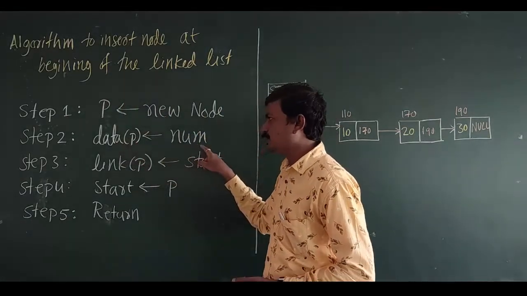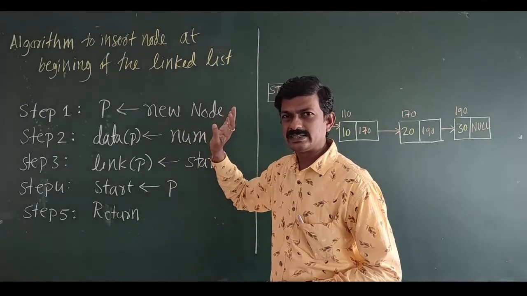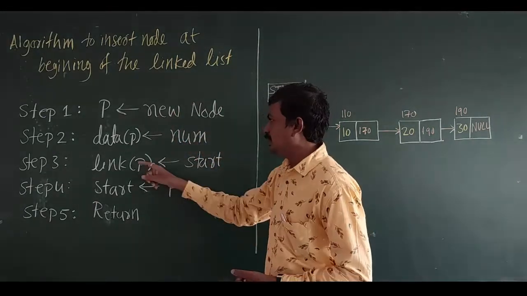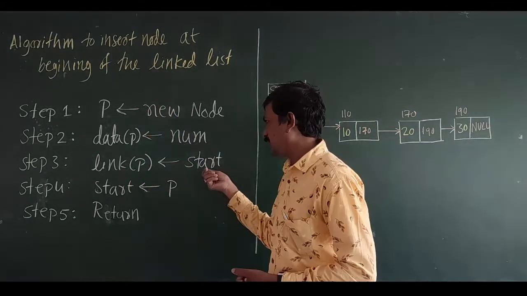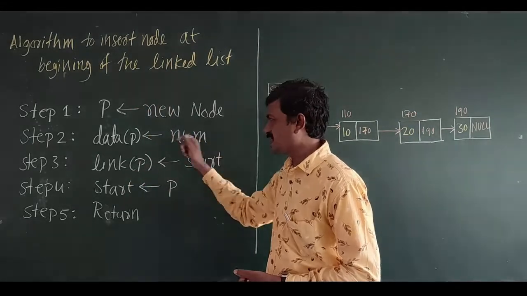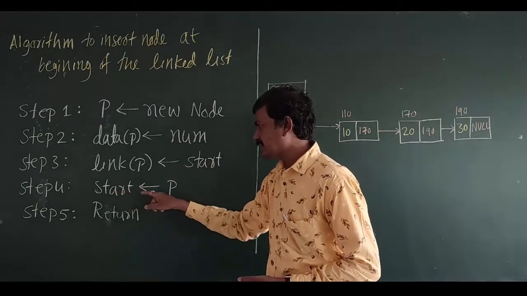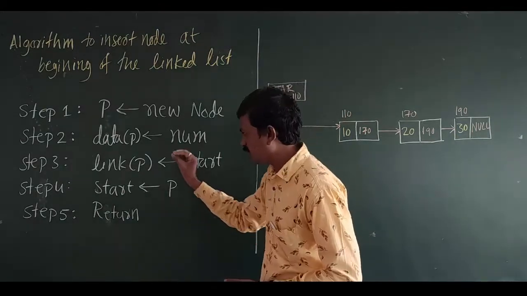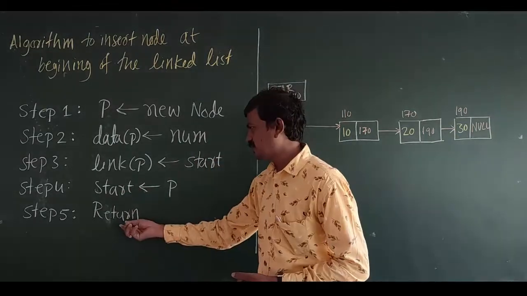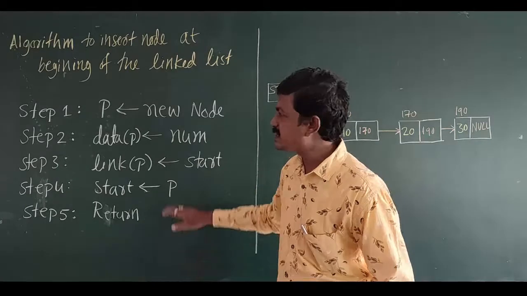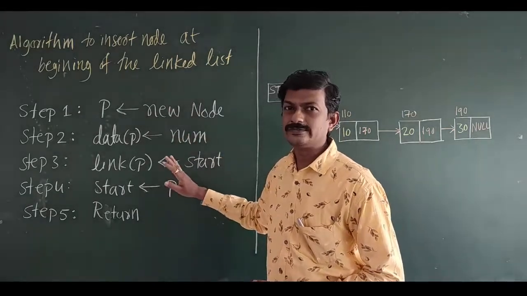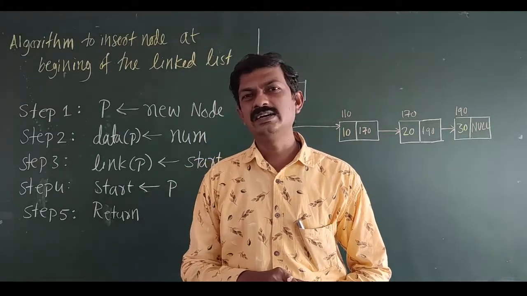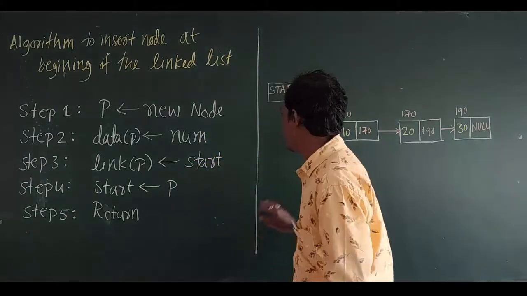Data of P equal to num means I am adding the data part of that node. I am going to add a certain value. Link of P equal to start: the content of the start pointer should be assigned to the link part. Start equal to P: whatever value P holds should be assigned to the start pointer. Step 5 is return. These are the 5 different steps of an algorithm to insert a node at the beginning of the linked list. See an example.